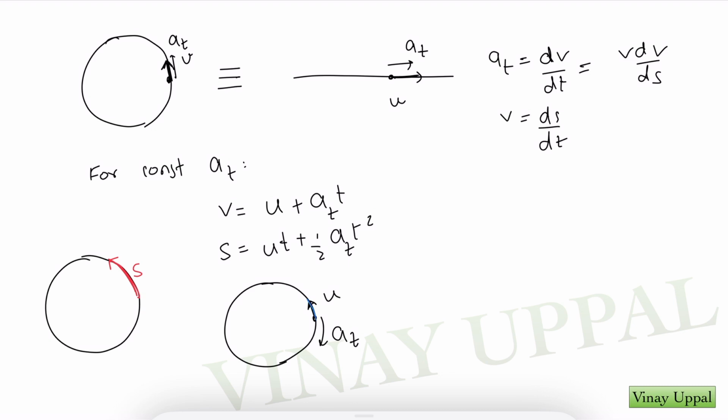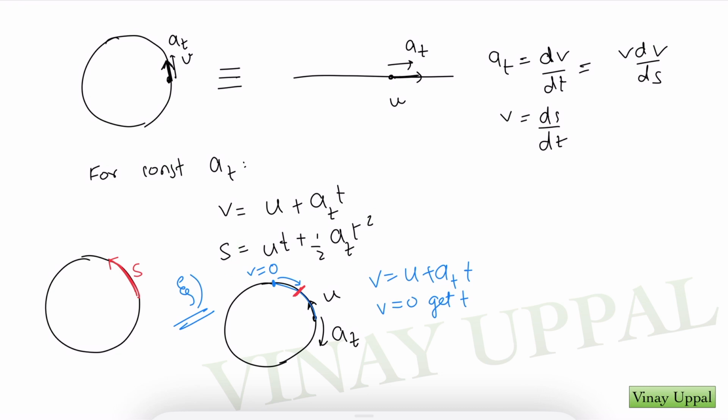So at some point, the velocity of the particle will become 0. You can use v equal to u plus at, set v equal to 0, and get the time at which the particle comes to rest. After that, the particle will start traveling in the clockwise sense. So let's say after some time t, the particle is here. My point with this example is to show you what s means here.